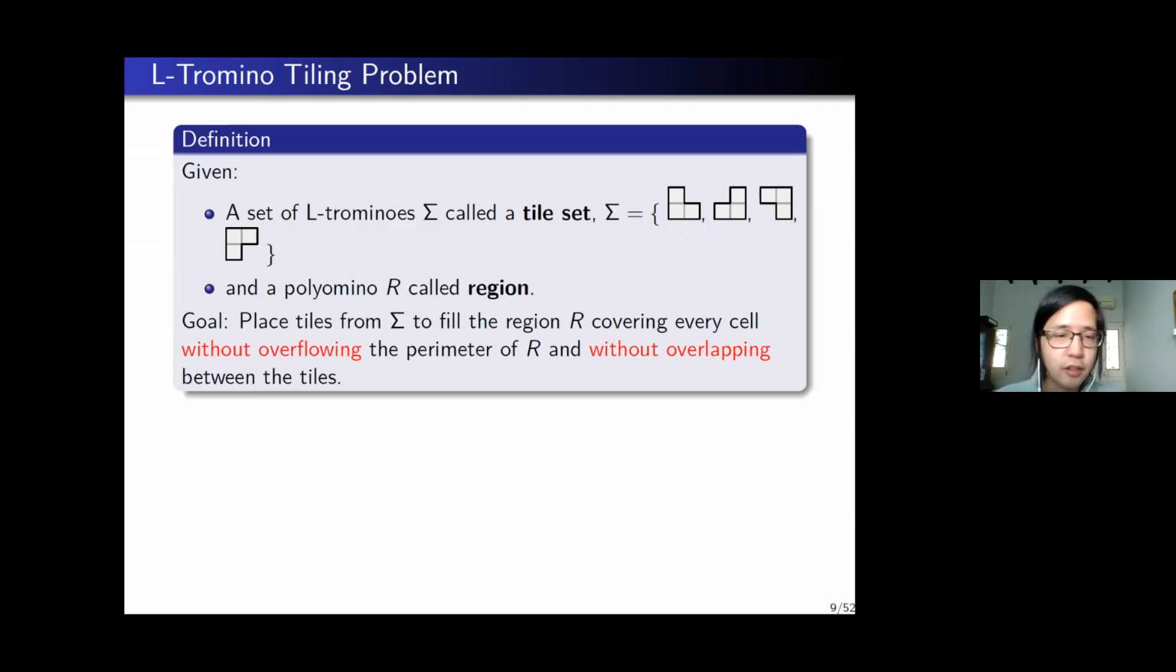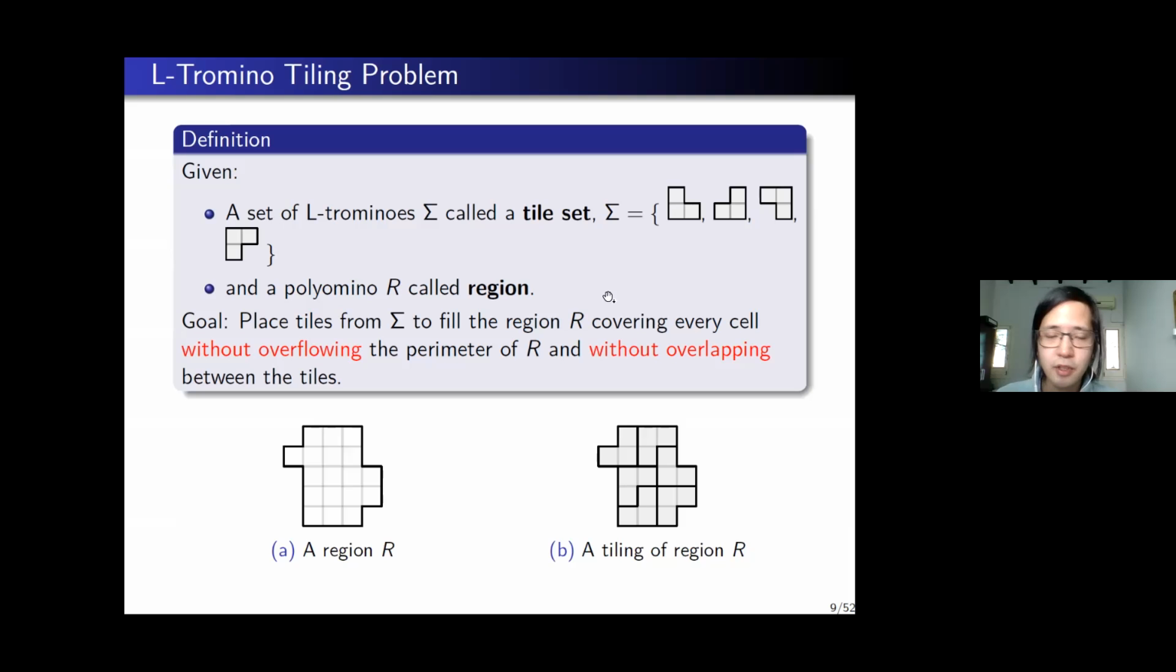The goal is to cover every cell of the region, placing L-trominoes without overflowing the perimeter of the region and without overlapping tiles with each other. For example, this is a region R, and this is an L-tromino tiling of the region.